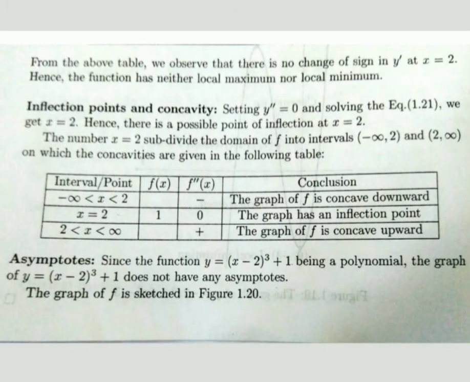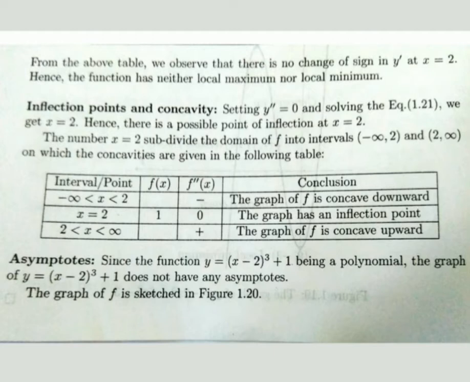Next the inflection point we have to find. For that we have to set y double dash equal to 0. Solving the previous equation, what will we obtain? x is equal to 2. So we can say that there is a possible point of inflection at x equal to 2. The number x equal to 2 subdivides the domain of f into two intervals, minus infinity to 2 and 2 to infinity, on which the concavities are given now.